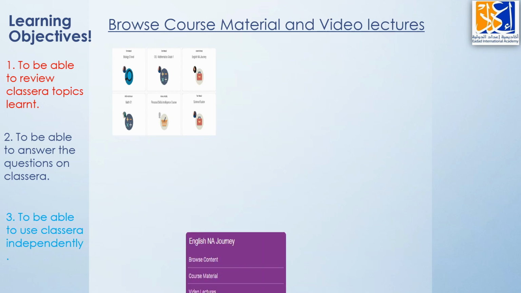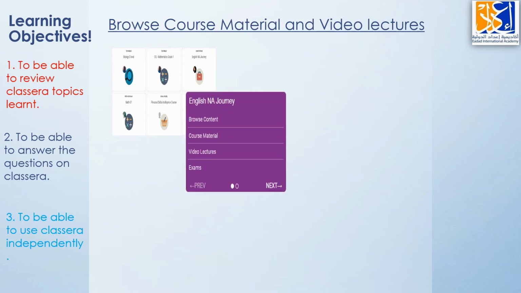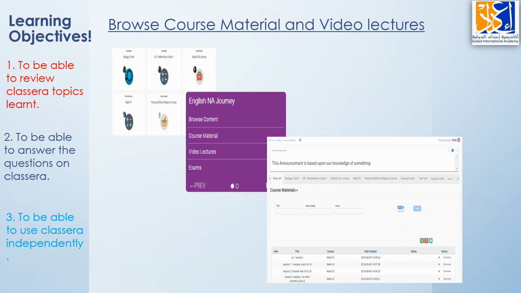Now, I will choose what subject I want to work on first. For example, I'll click on English. When I click on English, it will ask me what I want to see in English: browse content, course material, video lectures, exams. For example, I'll click on course materials. It will open this window.